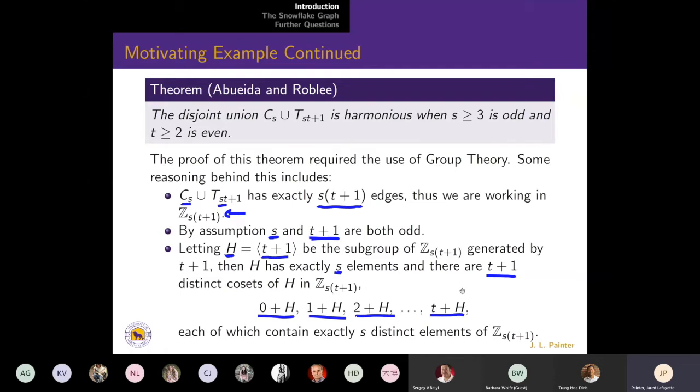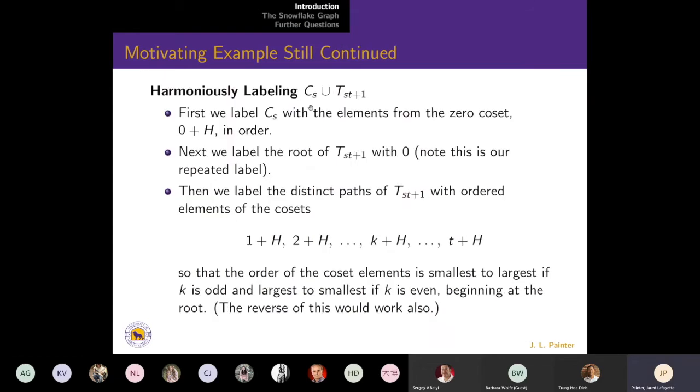So doing it this way, in each coset, we get sets of distinct elements throughout. The idea for harmoniously labeling this graph is we start by labeling our cycle. We label the cycle with elements from the 0 coset, 0 plus H, or just H, where you pick a starting point and label them in order, like we did in that example with C5 when we labeled the cycle earlier. And then when we start labeling the star-like tree, we choose to label the root with 0.